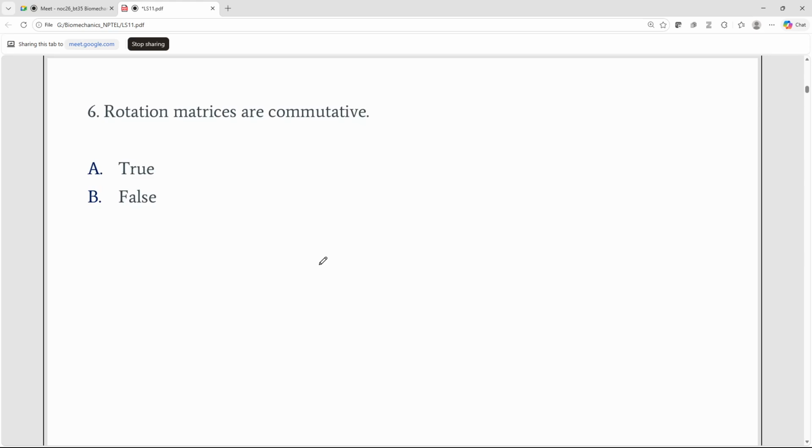Next question. Rotation matrices are commutative. This is also a true or false question. Option A, true. Option B, false.